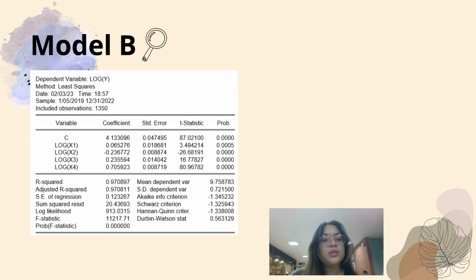Moreover, the log model's standard error of regression is estimated to be 0.1223667. The p-value is also 0.0000 throughout the entire model, with the exception of variable log x1.